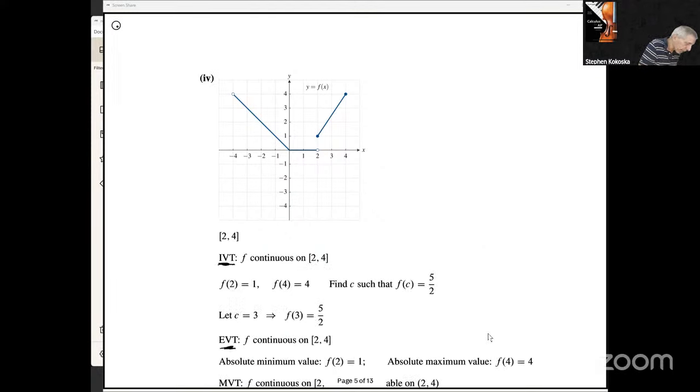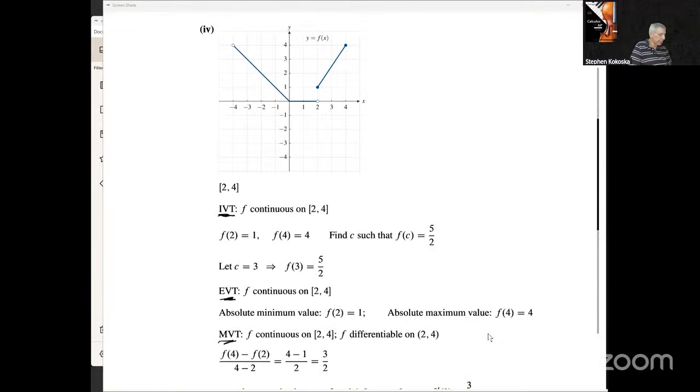And number 4 is interesting. This is the interval 2 to 4. Let's take a look at this one.